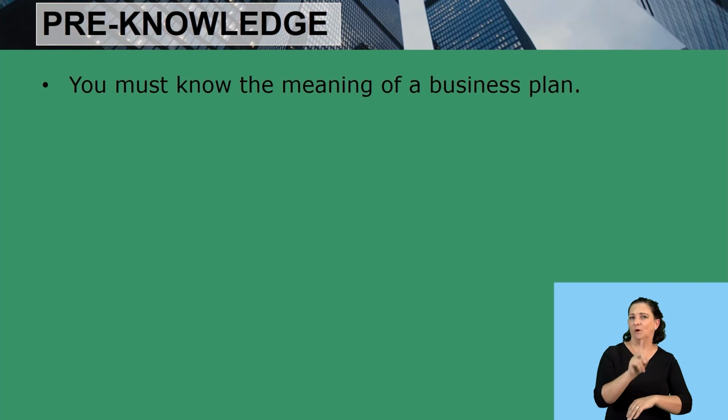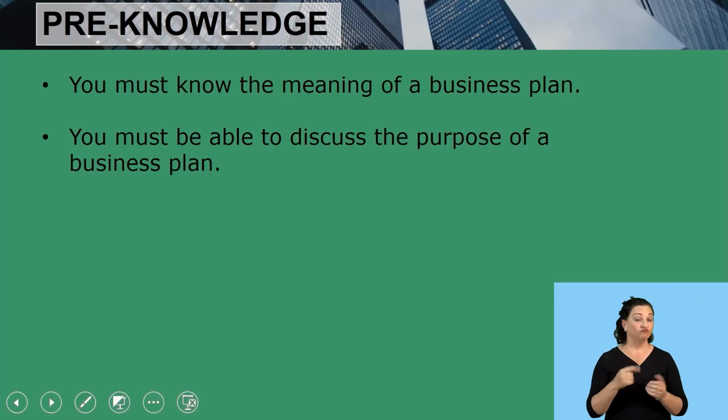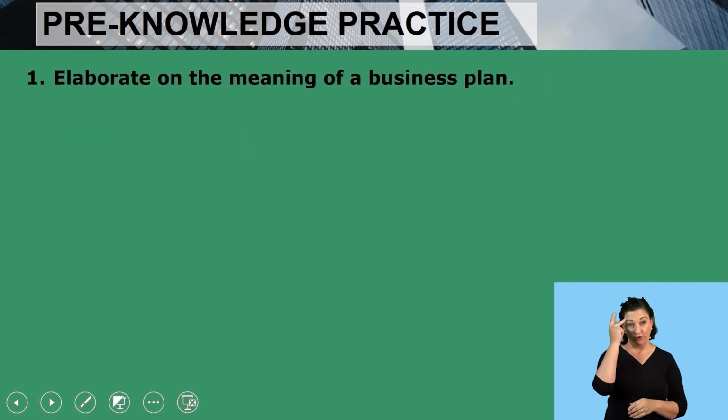Now, let's go to the pre-knowledge. The pre-knowledge, you must know the meaning of a business plan. It has to do with the knowledge that you should be having currently before we even start the lesson. You should actually know this particular knowledge, which is the meaning of a business plan. You must be able to discuss the purpose of a business plan. Now, let's look at our pre-knowledge practice.